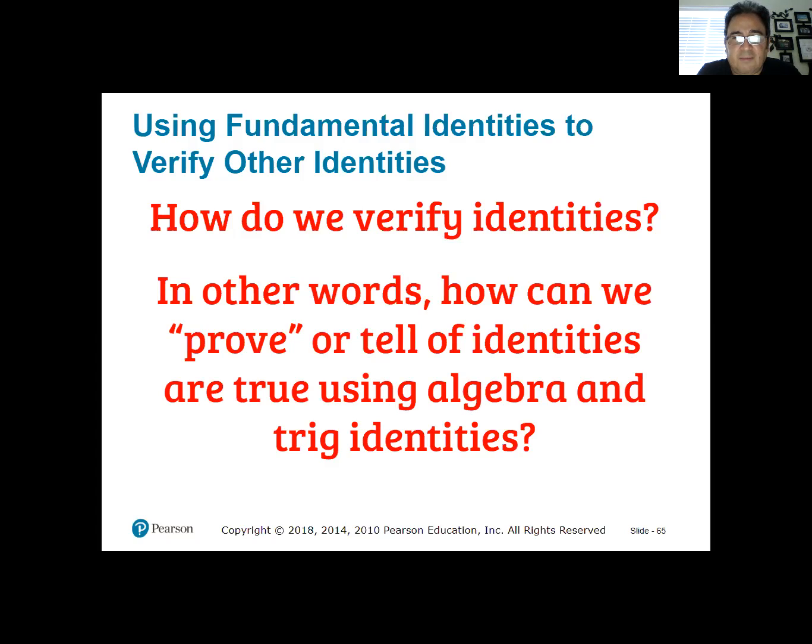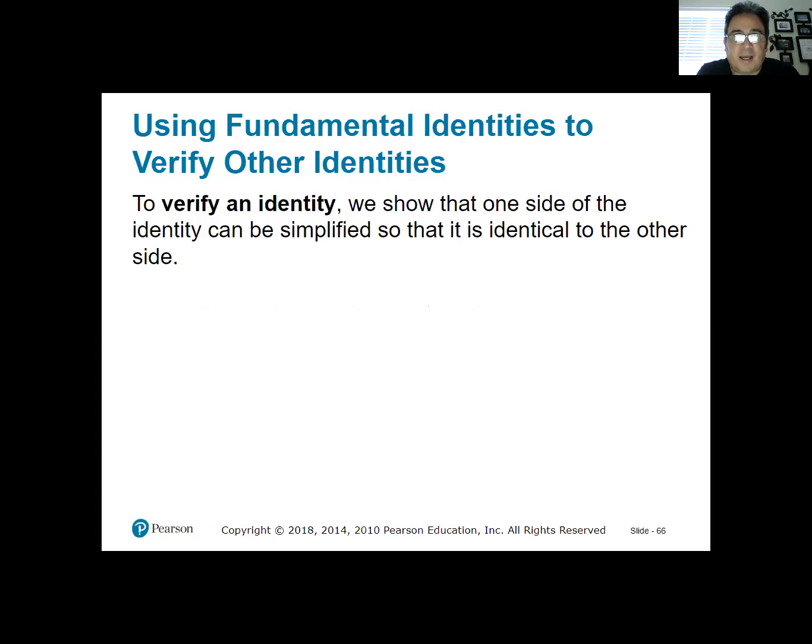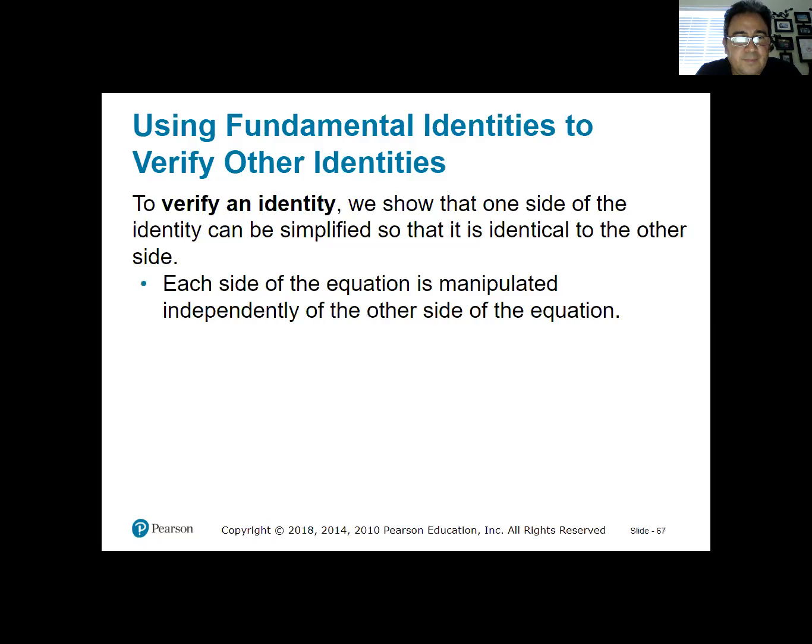There will be times where one side will be more difficult than the other, and you just need to solve one side and make sure that you get what's on the other side. But there will be other times where both sides look interesting and challenging. So that means you work with them independently to eventually end up in a place where you can compare the two and say that they are equal. So to verify an identity, we show that one side of the identity can be simplified so that it is identical to the other side.